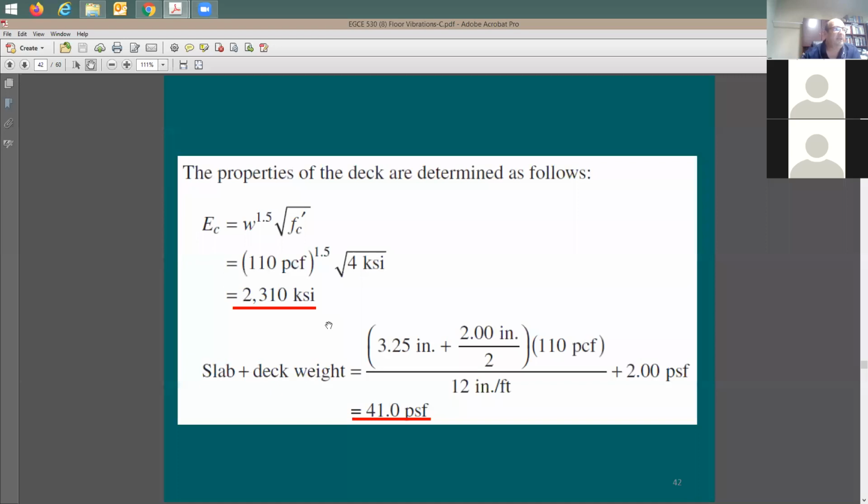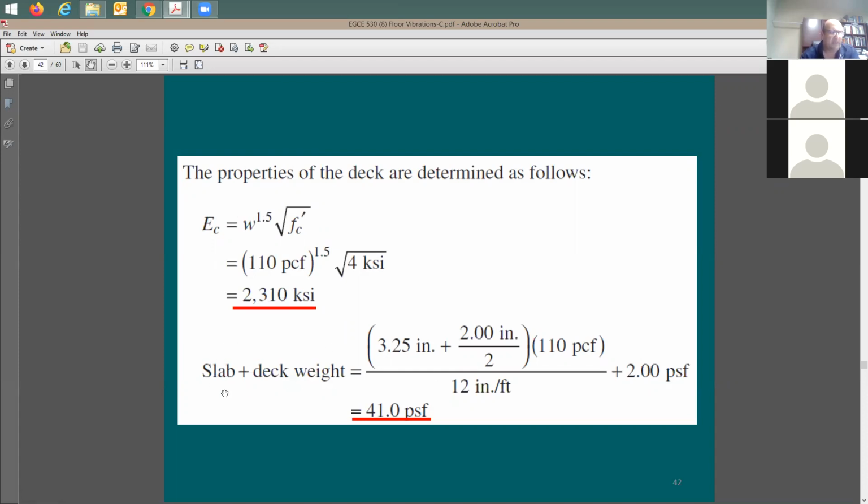What's next here? We're going to be looking at the properties because we need to find out the modular ratio. We need to find out the weight for the beam and for the joist. So for here, E sub T is going to be 2310. I'm not going to be going here through any of the numbers. I'm going to be just walking through it quick.